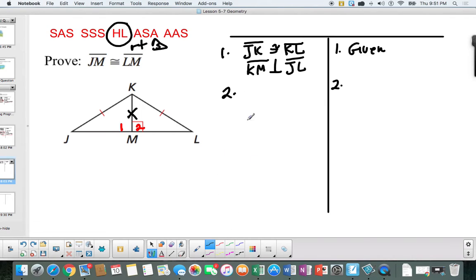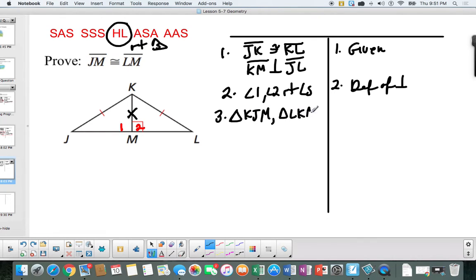So I know now that angle 1 and angle 2 are right angles, and that comes from the definition of perpendicular. Perpendiculars gave me the idea that both of these must be right angles. Now remember, I don't have to show that the right angles are congruent, but I do have to show that these triangles are right triangles. So triangle KJM and triangle LKM are right triangles, and that comes from the definition of right triangle. As long as you see a right angle, you must have a right triangle.